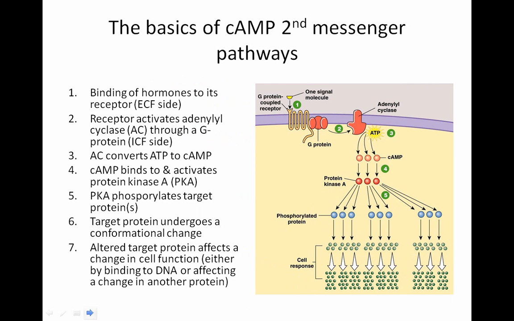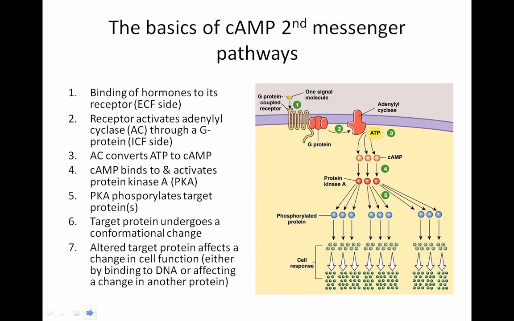Now this is the first step in the classic cyclic AMP messenger system. The signaling molecule binds to the G protein coupled receptor. The G protein coupled receptor activates the G protein. The alpha subunit traverses away from the beta and the gamma subunits and activates adenylyl cyclase. Adenylyl cyclase takes ATP and converts it into cyclic AMP.